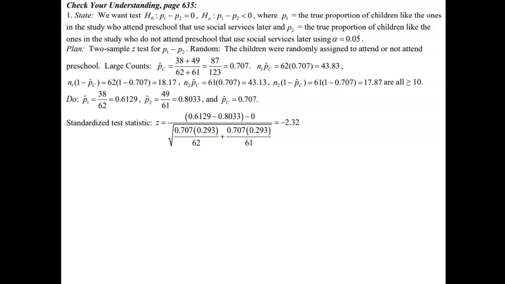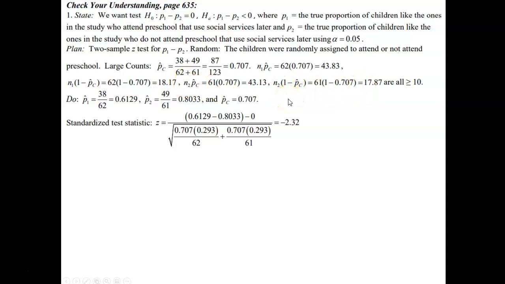Then, the large counts condition. So they had to find the pooled proportion. They added up the successes, if you want to think of it that way. So the number of people who needed social services later in life divided by the total number of people, and they got this new and improved proportion, the combined or pooled proportion, 0.707. So then they checked all four things. N1 times the pooled proportion, and N1 times the complement of that, and then the same thing for N2.